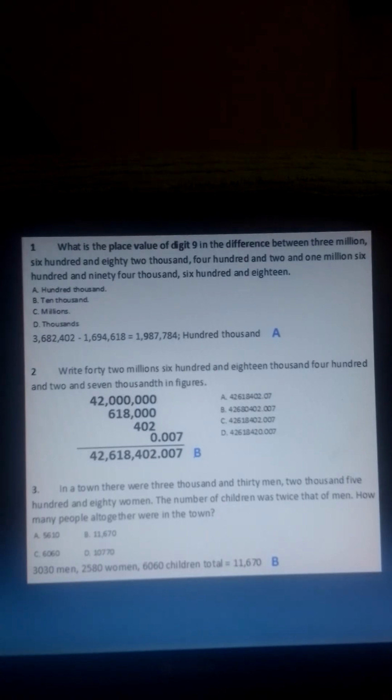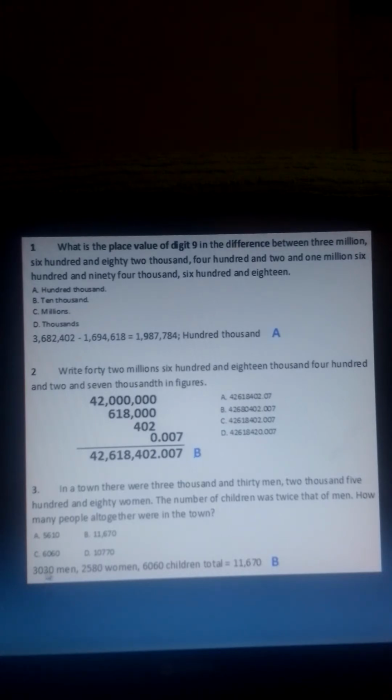Now next is question number 3. In a town, there were 3,030 men, 2,580 women. The number of children was twice the number of men. How many people altogether were in the town?